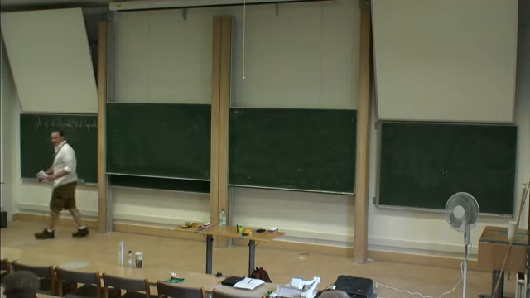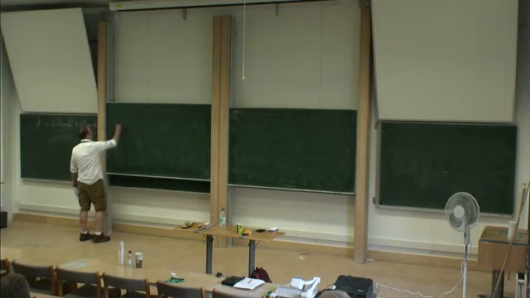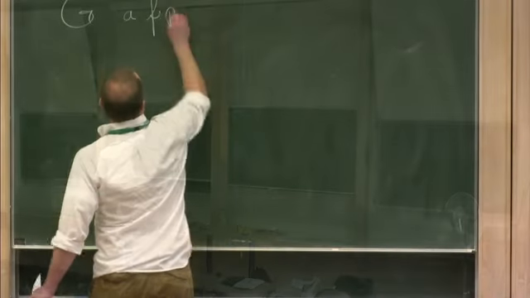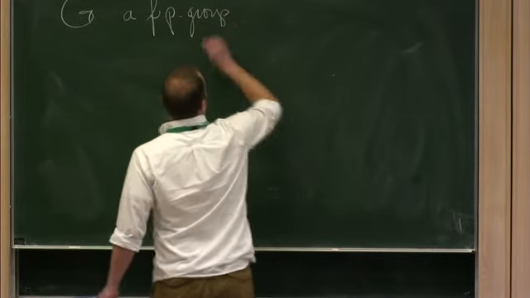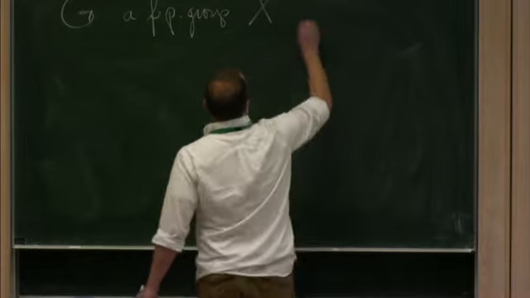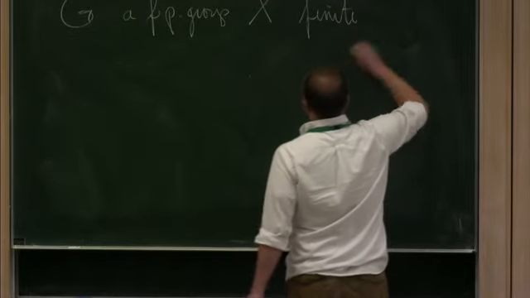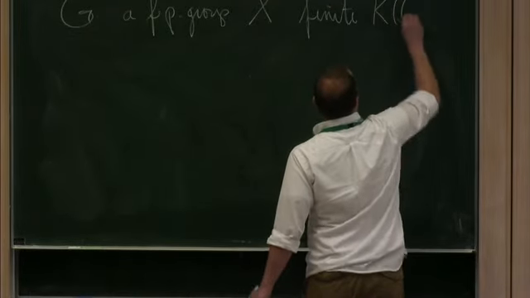So I want to talk about the BNS invariant. Let me start with just a general definition. Suppose G is, let's say, a finitely presented group. Actually, let's say it has a finite K(G,1). You can relax this if you like.